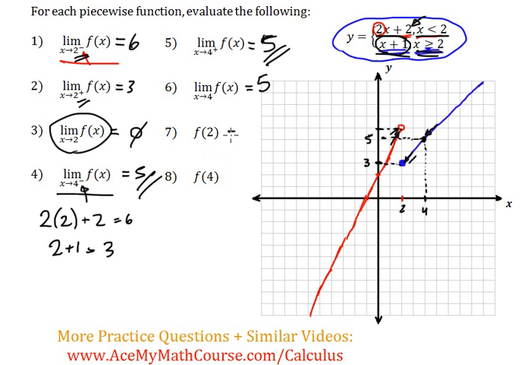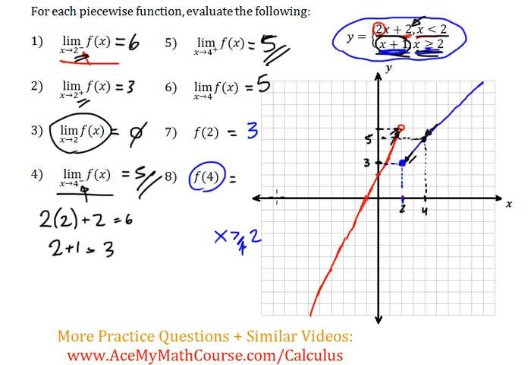Fantastic. Now, what about f of 2? How can we figure that out? Well, when x is 2, the filled in dot here is right there, which corresponds to y equals 3. And if I were to do it algebraically, I would pick the x plus 1, because here it says x is greater than or equal to 2. So I need to use the x plus 1. I plug in the 2 right here, 2 plus 1, 3.